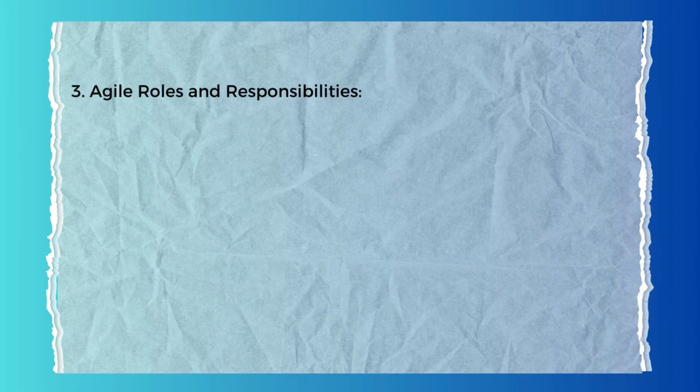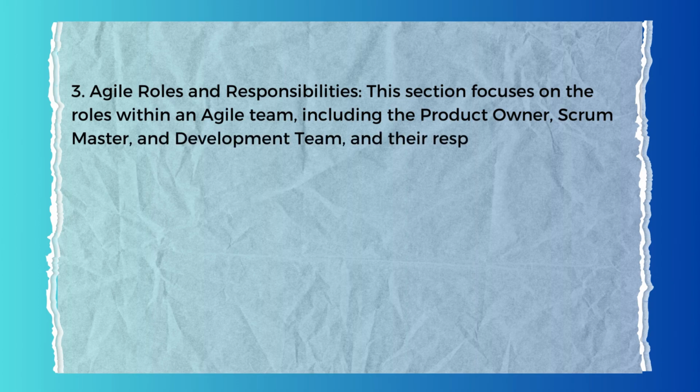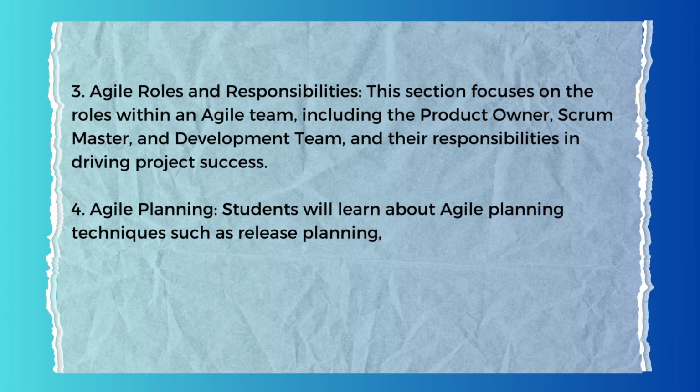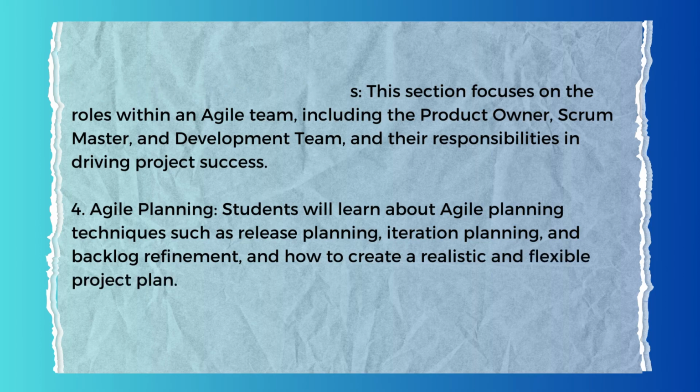3. Agile Roles and Responsibilities. This section focuses on the roles within an Agile team, including the product owner, Scrum Master, and development team, and their responsibilities in driving project success. 4. Agile Planning. Students will learn about Agile planning techniques such as release planning, iteration planning, and backlog refinement, and how to create a realistic and flexible project plan.